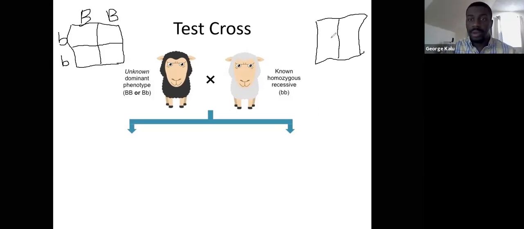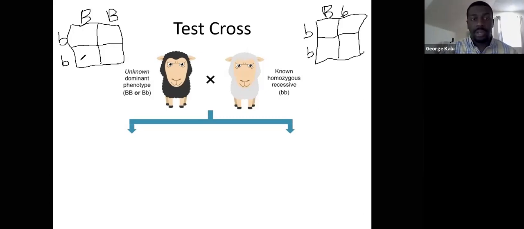Again, one of the parents is going to be little b, little b. And in this case, we're going to assume he's heterozygous, so we're going to say big B, little b here. Let's start with the first one. These are two different scenarios: what happens if he's homozygous dominant, and what happens if he's heterozygous?